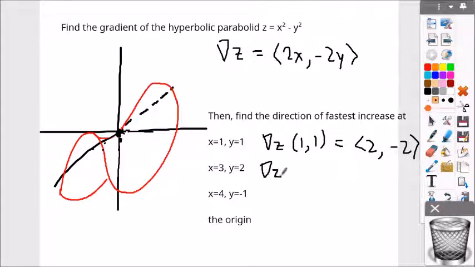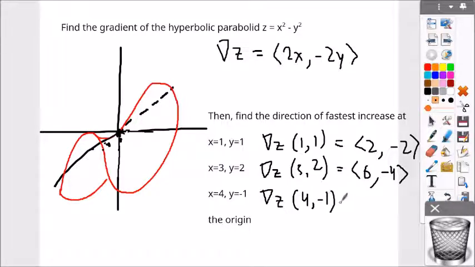Let's find the gradient at 3, 2: it's 6, negative 4. Also makes sense because 3, 2 will get you a height of 5, something like right here, it's pretty high. And the direction of fastest increase will also be in this direction because it wants to go higher. Now 4, negative 1. 4, negative 1 is 8, 2. So 4, probably like right here, negative 1. So it's probably pretty high, like right here.